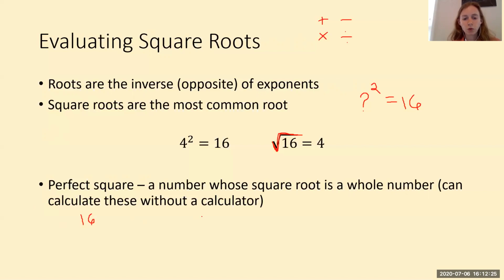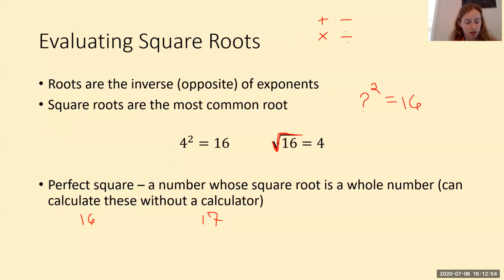But what if we just move one number up? What if we go to 17? Can you think of a whole number squared that equals 17? Well, we know that 4 squared equals 16. 5 squared equals 25. So we just jumped up to 25. So the square root of 17 is actually going to be in between 4 and 5. It's going to be a decimal number.